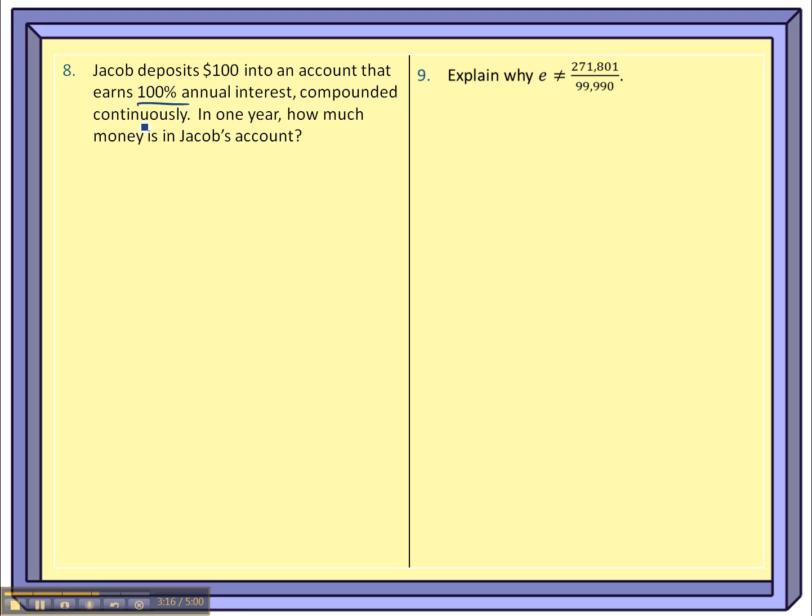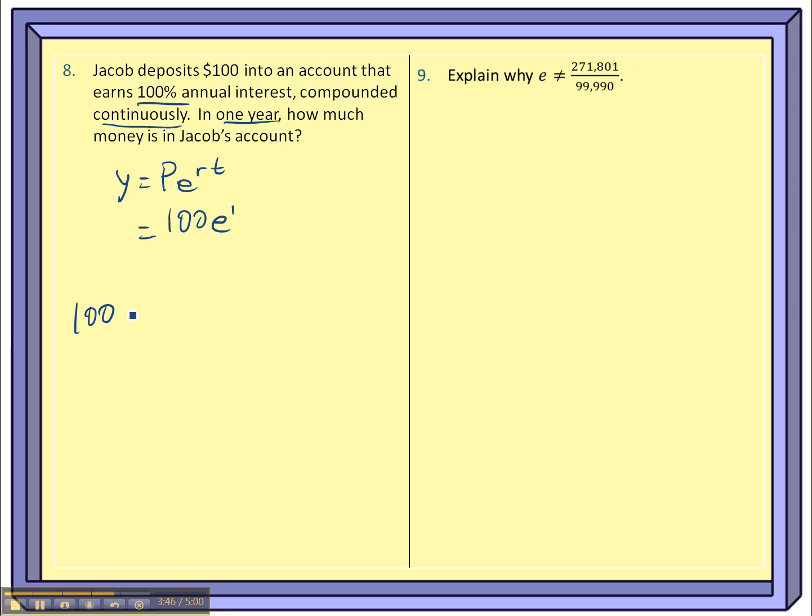And since this is compounded interest, continuously compounded interest, you're going to use the Pert model. So the amount in your account is equal to the principal times e to the rt. So our amount is $100 times e to the 100% interest, which is just 1, and our time is 1. So all that to the first power. So basically this is 100 times e.